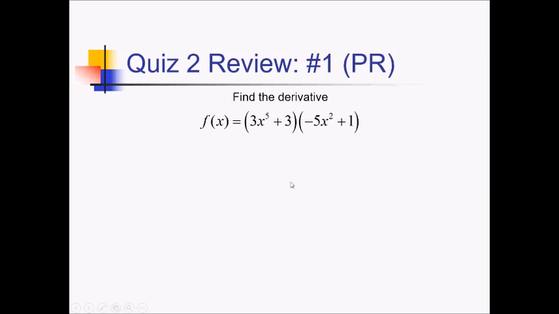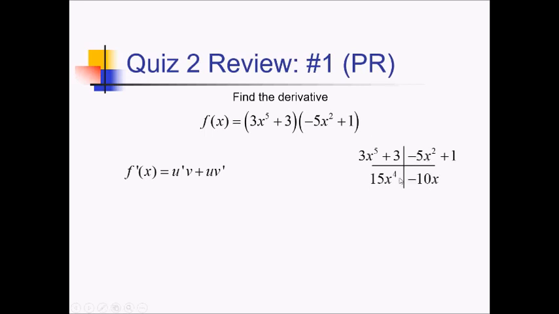To figure out the derivative of a product using the product rule, it's a good idea to write out the product rule to start. So that's u prime v plus uv prime. And then break out the box and ribbon here. So in the upper left, I'm going to put my first factor, 3x to the 5th plus 3. Upper right, I'm doing my other factor, negative 5x squared plus 1. And down below, I'm taking their derivatives. So down below the 3x to the 5th plus 3, that derivative is 15x to the 4th. And the other derivative here is going to be negative 10x.